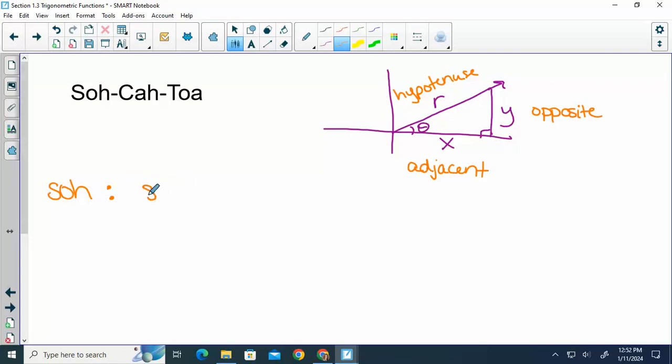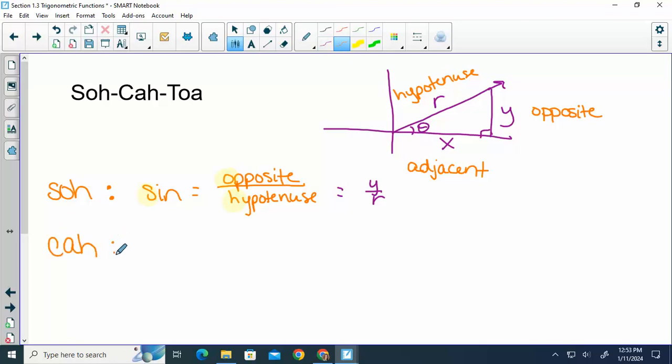SOH tells us that sine is opposite divided by hypotenuse. If we think about my labels, the opposite side is my y, and my hypotenuse is r, so it's the same ratio we wrote down in the last slide. It's just using opposite over hypotenuse as a shortcut.